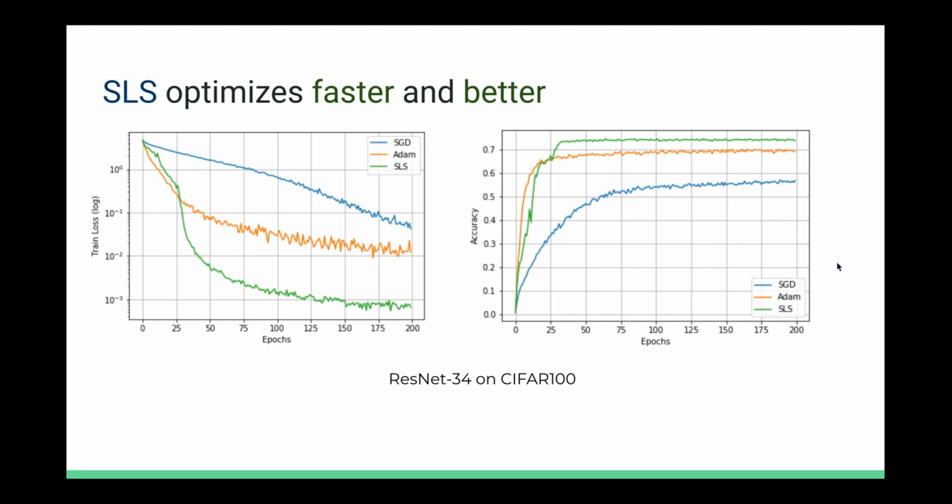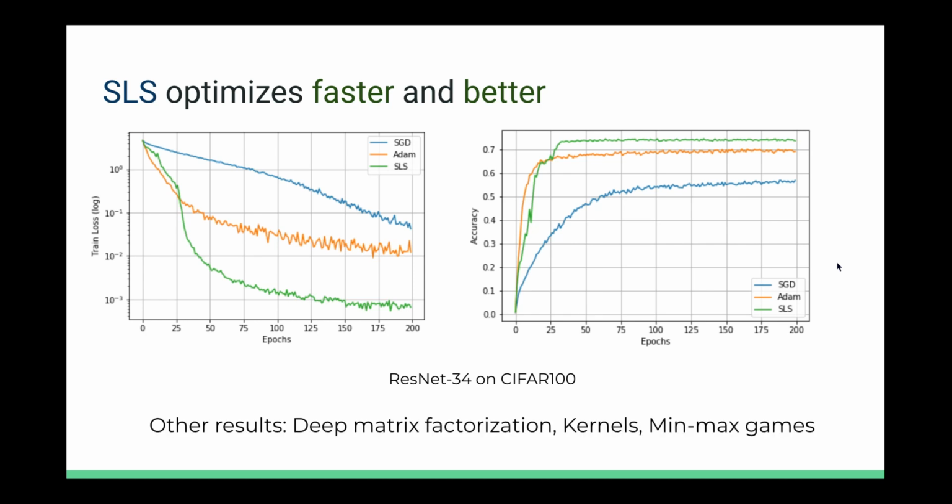Empirically, we show that SLS optimizes faster and better. We compare against a large set of optimizers and show its superior performance. In this figure, we show the performance of SLS on ResNet 34 on the CIFAR 100 dataset and compare it against the best tuned constant step size SGD and Adam. From these figures, we see that SLS can result in lower loss and better generalization performance. In the paper, we considered other models and datasets as well. Besides this, we have results on deep matrix factorization using linear neural networks, kernel mappings, and min-max games.